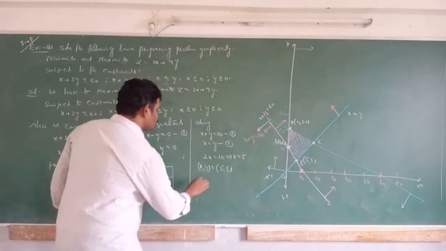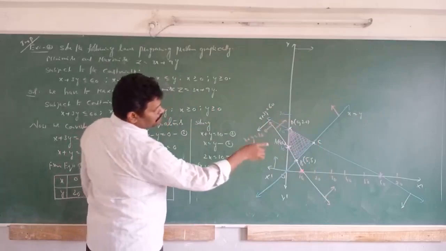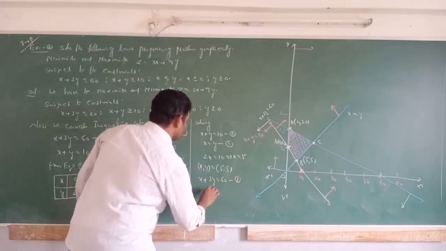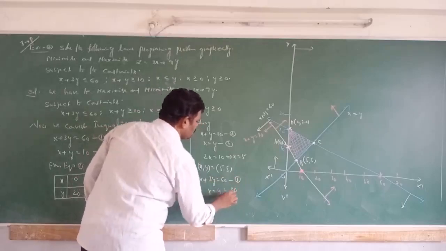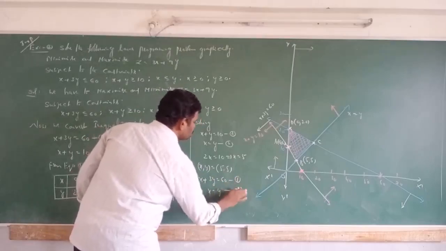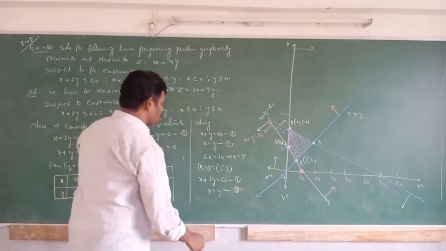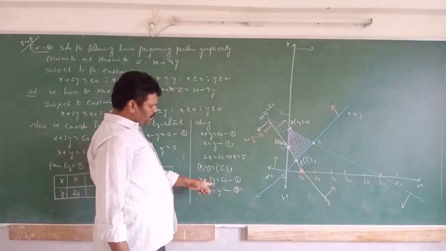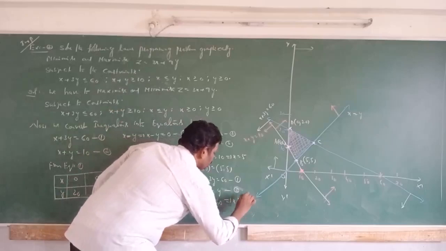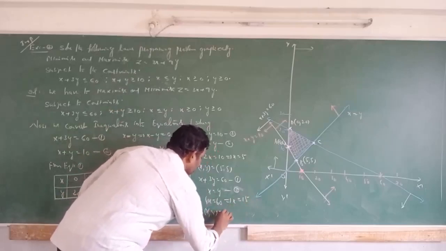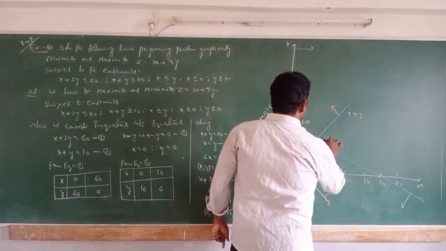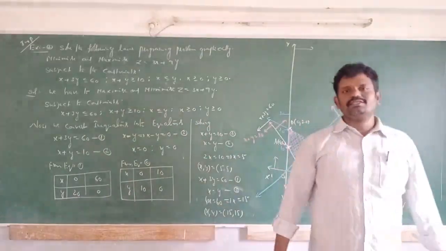And another one: solving the other equation, x plus 3y is equal to 60, equation 1, and x is equal to y, equation 3. Now solving these two, x is equal to y, then again x plus 3y is 60, that implies x is equal to 15. Then the point x comma y is 15 comma 15. Okay, now these are the corner points.